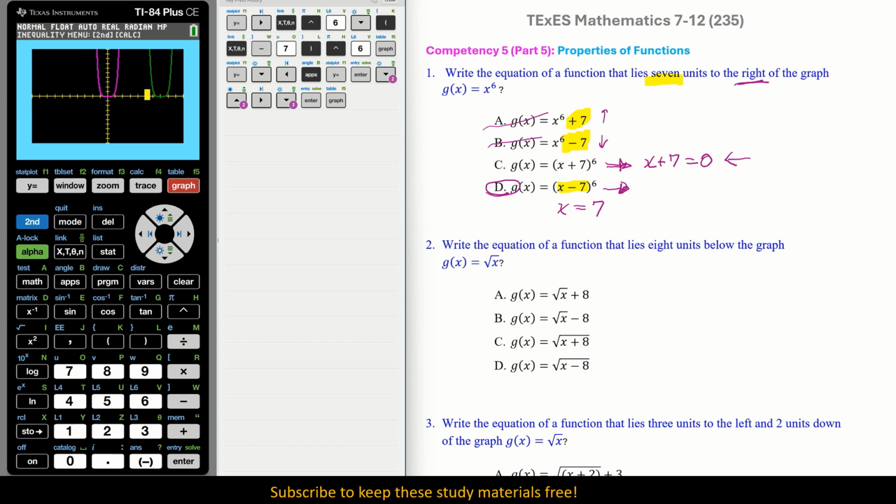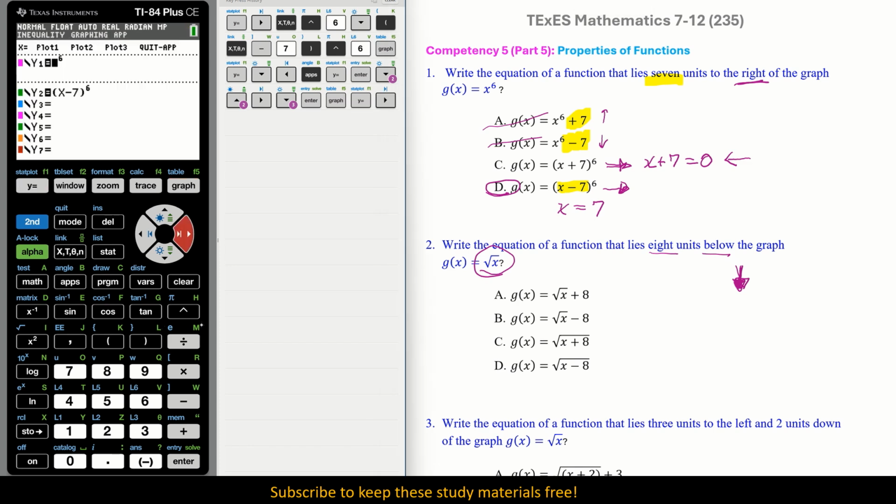All right, number 2. Write the equation of a function that lies 8 units below, that's down. Oops. Down. It'd be great if I could write. Okay, down this graph. We have a radical graph. That's a parent radical. All right, let's do it.